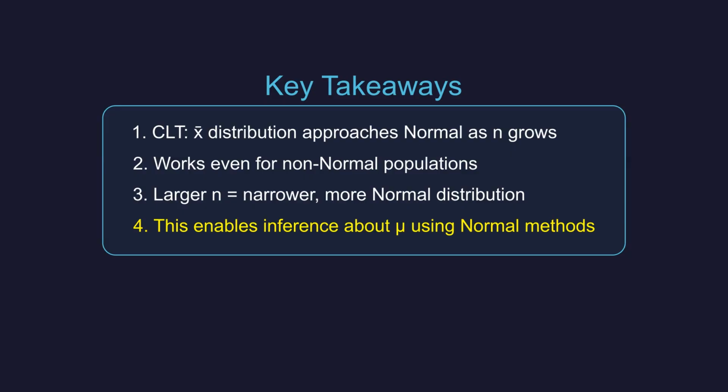To summarize, the Central Limit Theorem tells us that the distribution of sample means approaches normal as the sample size grows. This works even for non-normal populations. Larger samples produce narrower, more normal sampling distributions. And this is what makes inference about population means possible.